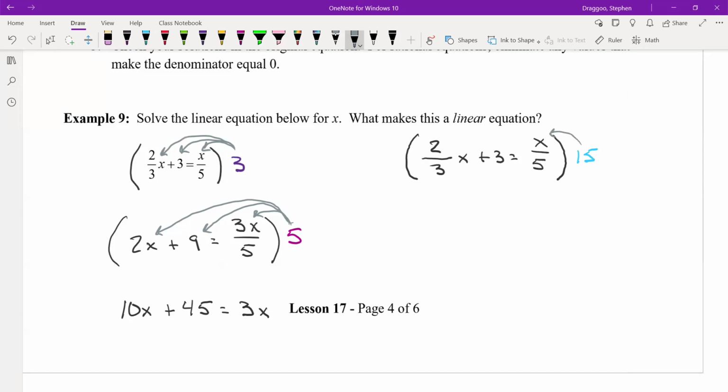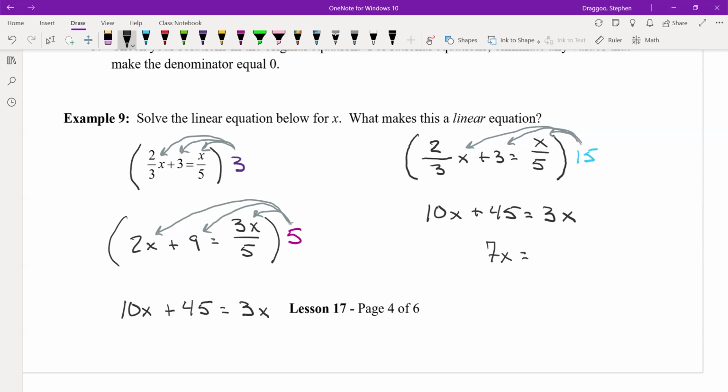And again, make sure it goes to each of my three parts to come up with the result as follows. 2/3 times 15. That'll be 30 over 3, which is 10. So 10x plus 3 times 15 is 45, equals 15x over 5, which is just 3x. So same result as I got taking it one step at a time. In the future, I'm going to be combining this clearing denominator step into just the LCD part, since it speeds up the problems.